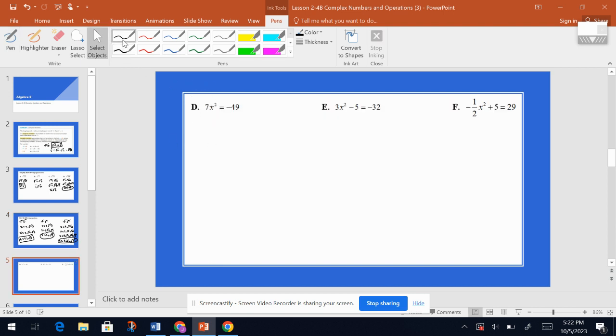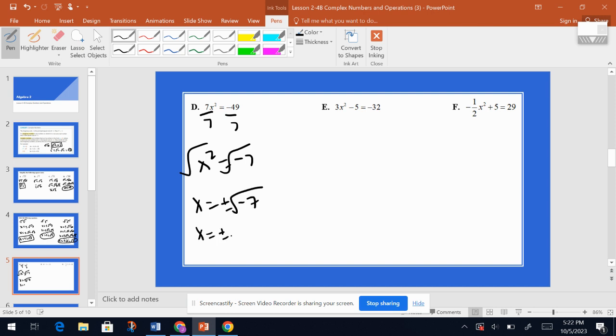Next problem. Again, we did these the other day. We're going to divide by 7. It gives me x squared equals negative 7. I'm going to square root both sides. x is equal to plus or minus negative 7 underneath the square root, which would be plus or minus i square root 7. Okay, again, this is broken up to square root of negative 1, square root of 7, which is where the i comes from.